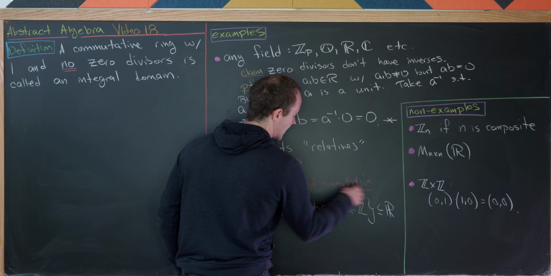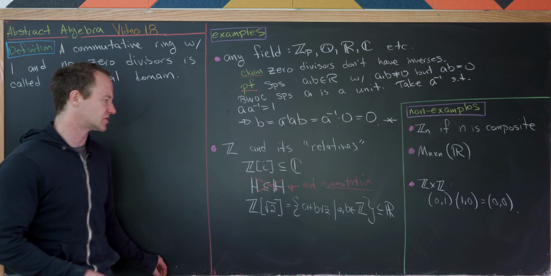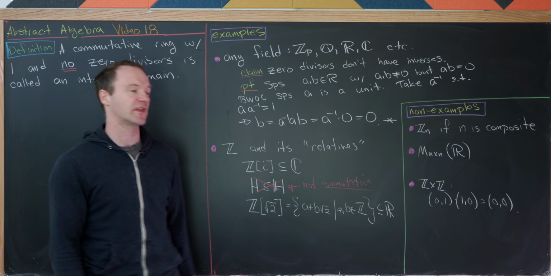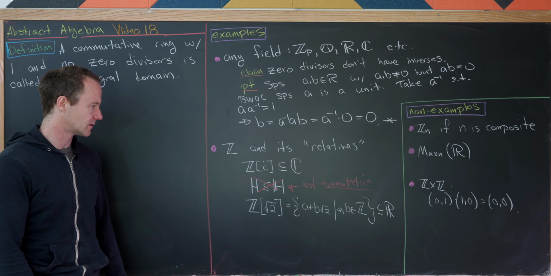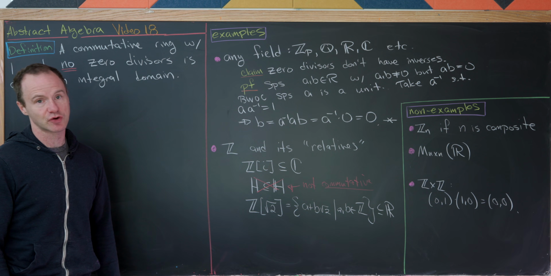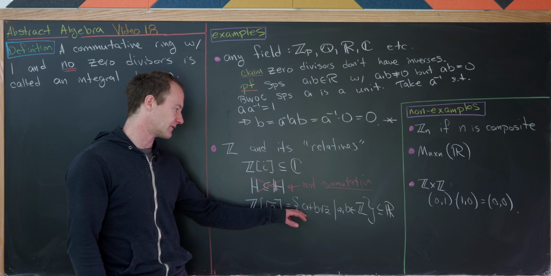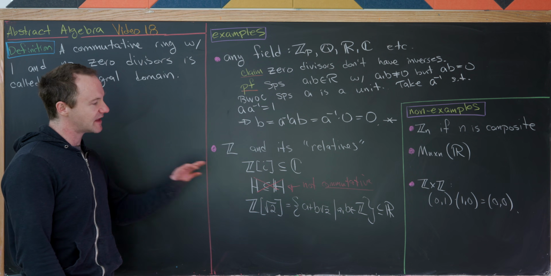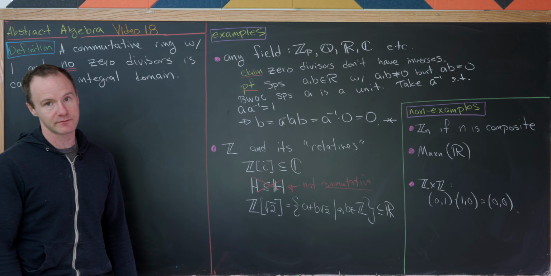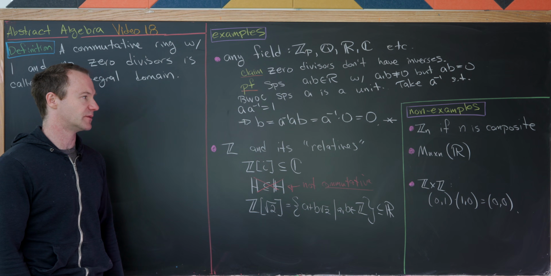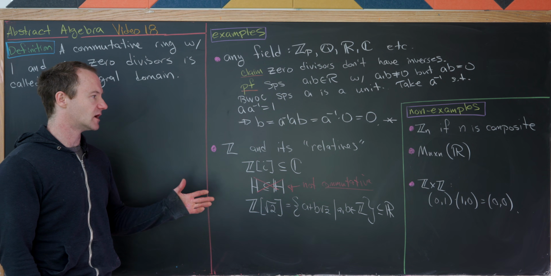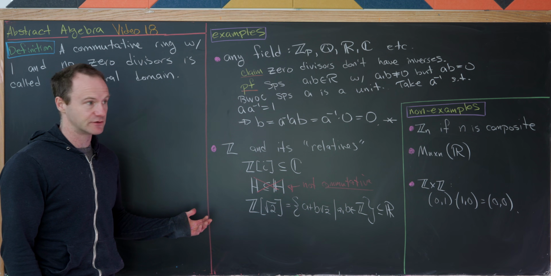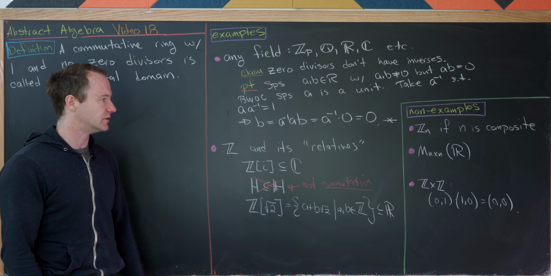I guess I could edit that out, but I think maybe it's illustrative to point out why that is a non-example. So that could go over there in our non-example category. Then we could have Z adjoin the square root of 2. That's everything of the form a plus b root 2, where a and b are integers. That's a subring of the real numbers, and it's in fact an integral domain. Now, what are some non-examples? Well, these Hurwitz integers, not because there are zero divisors, but because it's not commutative.